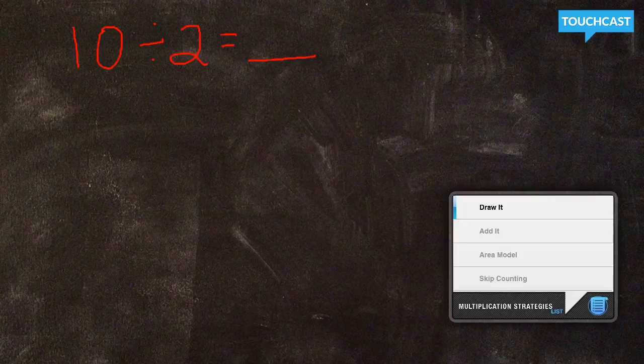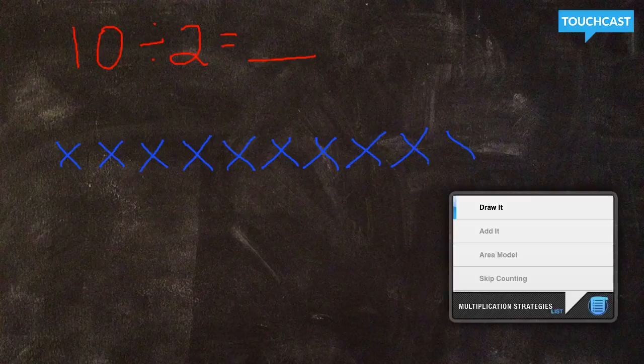We know we have 10 total. It could be anything you want to draw. This time maybe I'll draw X's, okay? So you could do it a couple ways. You can just draw 10 X's, 1, 2, 3, 4, 5, 6, 7, 8, 9, 10.